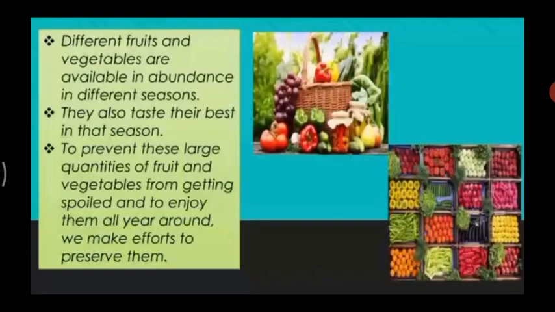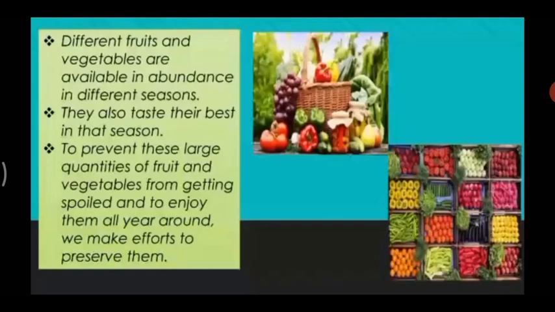Previously, apples were found in which season? In which season did you find apples? They were found only in the winter season. But now apples are available throughout the year, right?